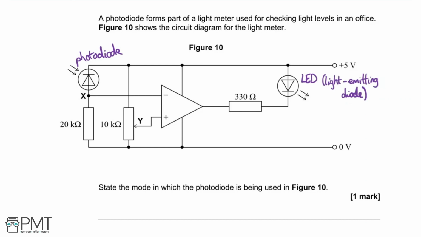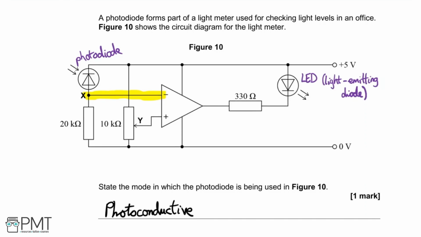State the mode in which the photodiode is being used in figure 10. Now the answer to this is photoconductive, as opposed to photovoltaic. We can see it's photoconductive because there's an output between the photodiode and a separate resistor. If the photodiode was connected directly across an output, then it would be photovoltaic. So you'll get 1 mark for correctly stating that.